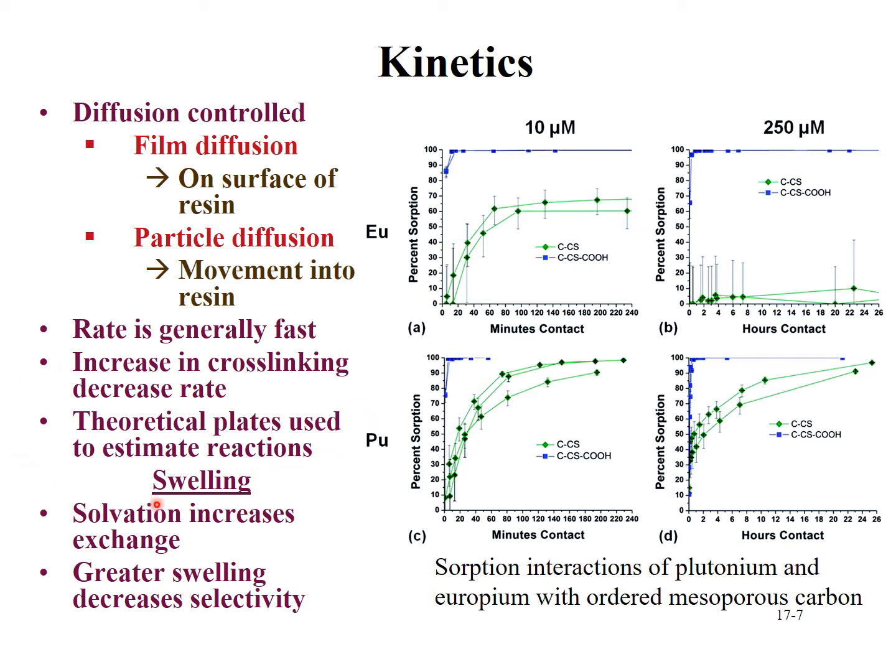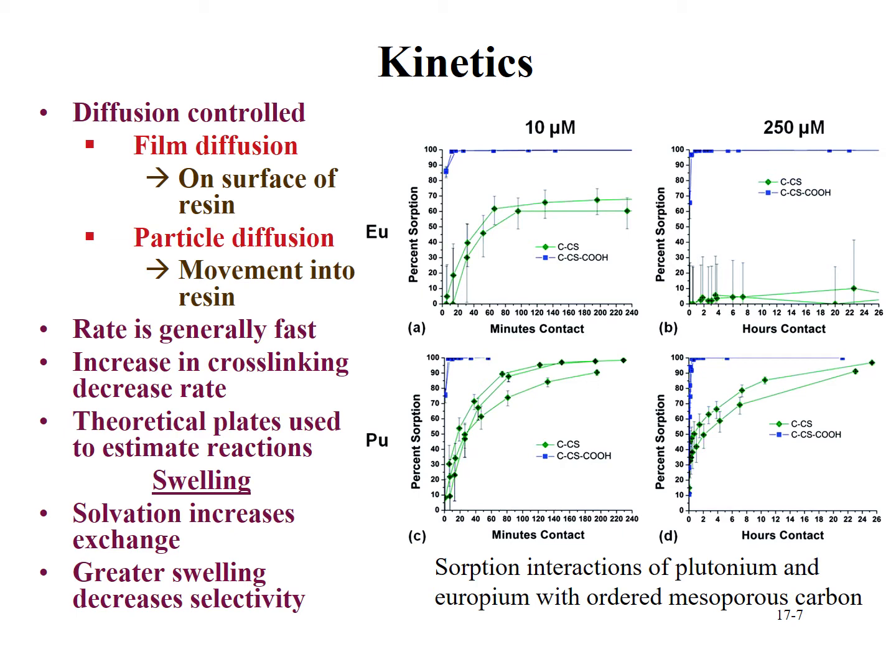Theoretical plates fundamentally break a column down into how many zones of reactions are occurring on a given plate. Swelling is also an important process in kinetics. Solvation can increase swelling, and this can also greatly increase exchange. However, greater swelling also tends to decrease selectivity since cavity sizes are no longer preferential for given separations.